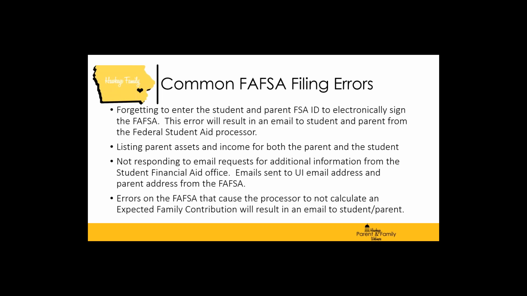that done. Errors on the FAFSA are going to cause the processor to not calculate what's called the expected family contribution. And that expected family contribution is what we need in order to award financial aid. So we're going to send emails, and the processor is going to send emails if we're not able to move forward with that FAFSA. So if you can, as soon as you get that email, respond to it, then we'll be able to get it corrected so that we can award financial aid by our priority deadline.